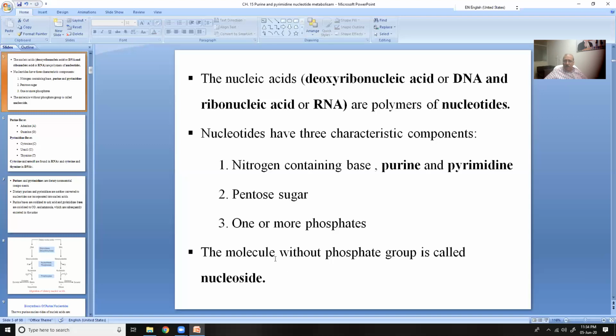The molecule without phosphate groups is called a nucleoside. So when there is a sugar and a base, then it is a nucleoside. When all three are there, they become nucleotides. So in DNA and RNA, nucleotides are arranged.